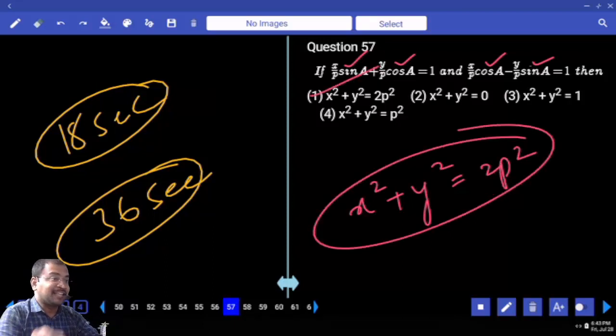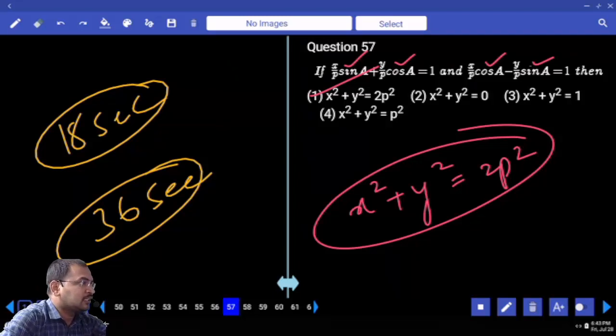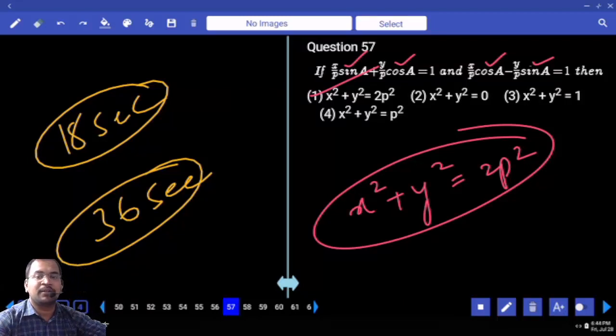We know that in both equations the terms are reversed, so we take the sum of the squares on both sides. Then we get x square by p square sin square a plus y square by p square cos square a plus x square by p square cos square a plus y square by p square sin square a. Sir, we got 2 because when squaring both sides we get 2 there. Are you clear?